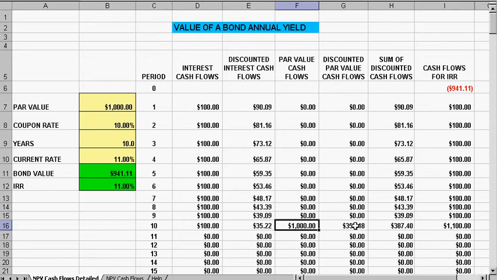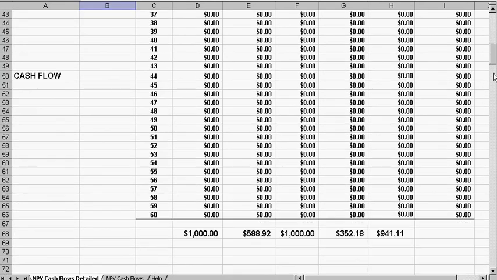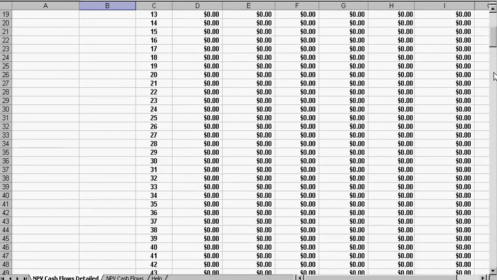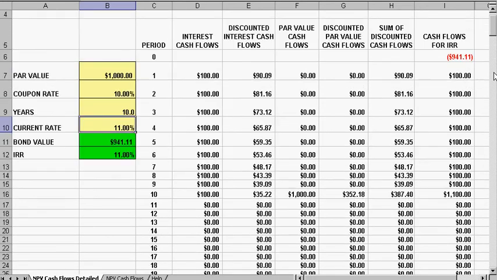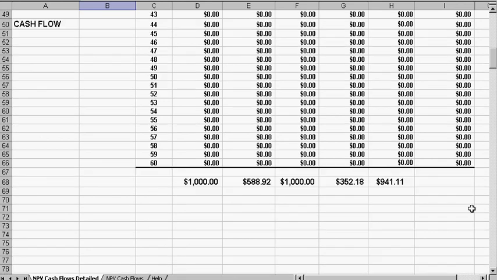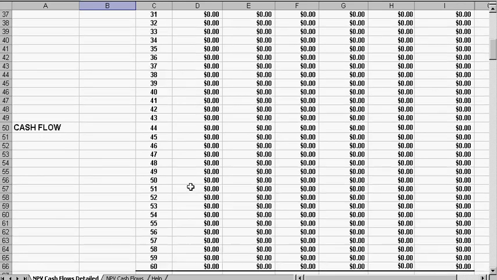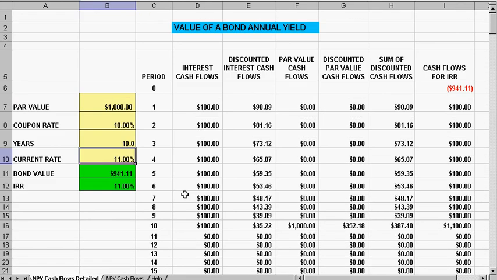Okay, this is what it will be discounted. This is what the $1,000 will be worth in 10 years at 11% discount rate. It's the sum of the cash flows. Cash flows from IRR are not really important for bond valuation. And here are our summaries.